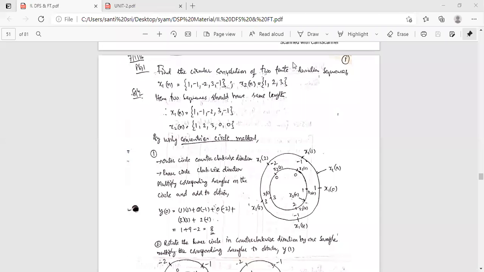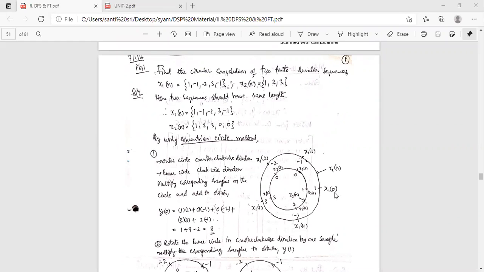Then the second one, the inner circle, is in clockwise direction. Here the values are 1, 2, 3, 0, 0. This is x2 of 0, x2 of 1, x2 of 2, x2 of 3, x2 of 4. This will vary in clockwise direction. So this is x1 of 0, and next x2 of 0, x2 of 1, x2 of 2, x2 of 3, x2 of 4. Like that, it will be arranged: 1, 2, 3, 0, 0.